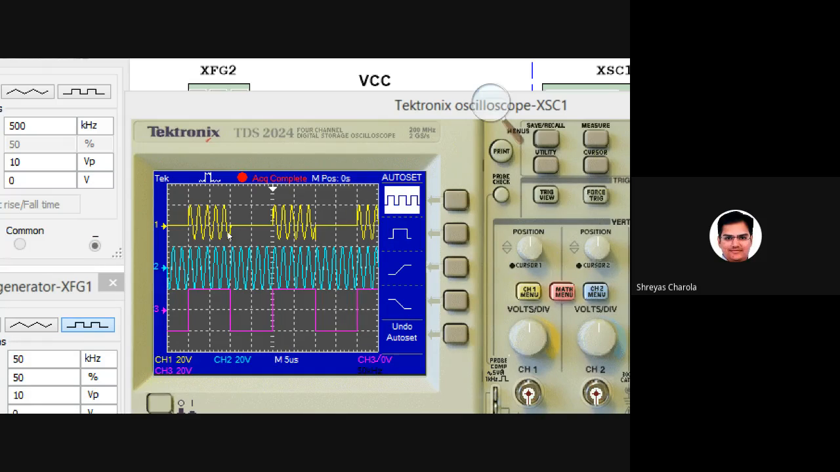Okay, I think it's clear to all of you? Sir, the blue one is the carrier, right? Yes, the blue one is the carrier. And sir, this pink color indicates the logic 1 and logic 0 to the transistor. Okay.